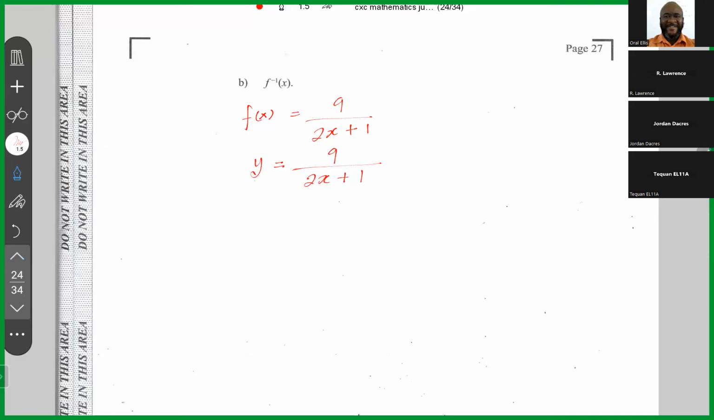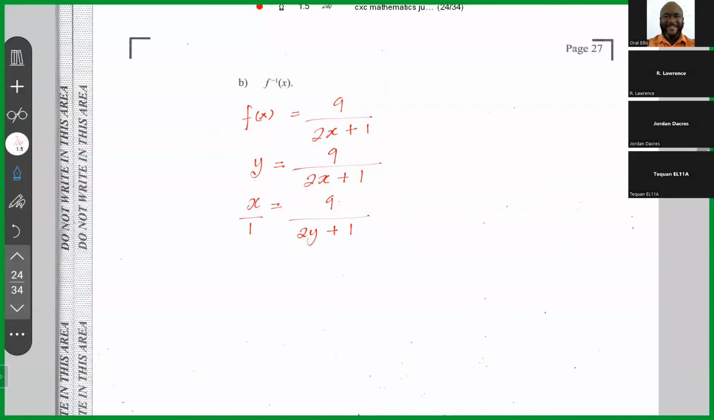Step 2 is to interchange x and y. Wherever I see x, I'm going to put y. Wherever I see y, I'm going to put x. So x is equal to 9 over 2y plus 1. Wherever I see x, I put y. Wherever I see y, I put x. Step 3 is to make y the subject again. So let's get rid of the fractions.